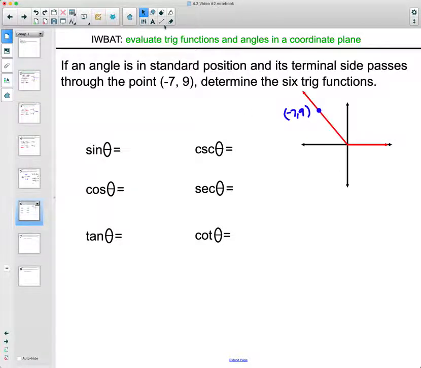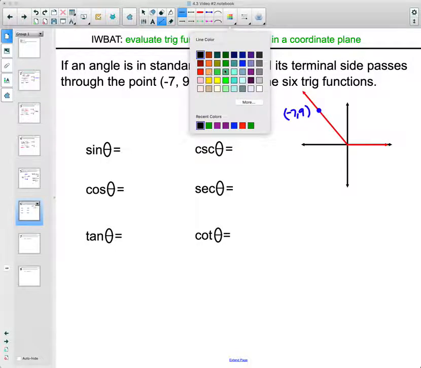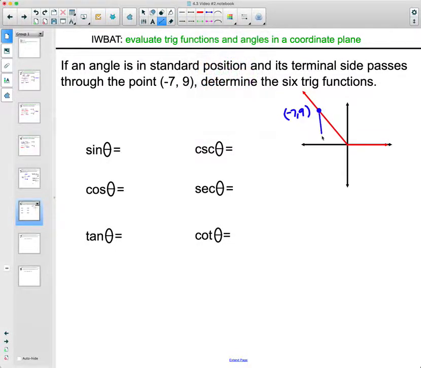Determine the 6 trig functions from it. Now this one I'm going to draw the reference triangle. I'm going to draw the triangle down to the x-axis. So here's the reference triangle. Now I don't know this angle. They didn't give me the angle. I could use inverse trig to find it, but I'm not going to. But they have this coordinate here, so this value right here is negative 7. This one is 9. So then I can find this third missing side by doing the Pythagorean theorem.